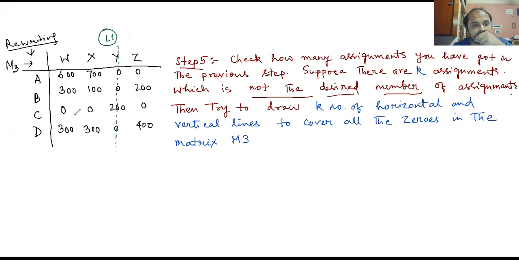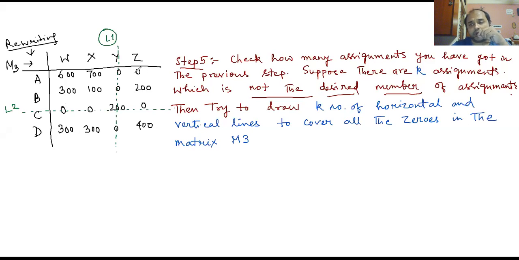Then I see that this row contains the maximum number of zeros. 3 zeros are there, so I have to cover these zeros. I can draw a horizontal line like this, and I can consider this line to be my L2. Now you see, this row contains 2 zeros, and 1 zero has already been covered by the line. So this row contains a 0, and this column also contains a 0.